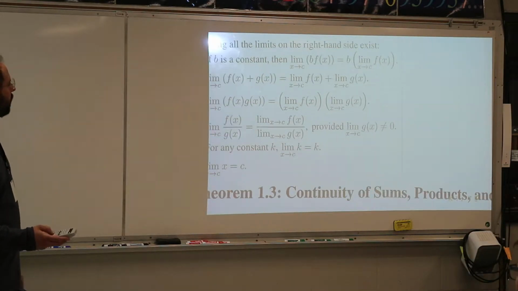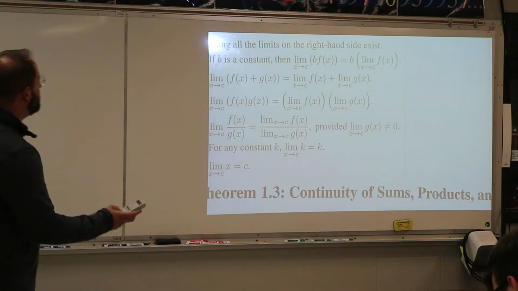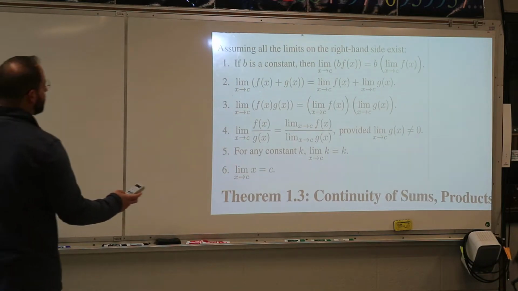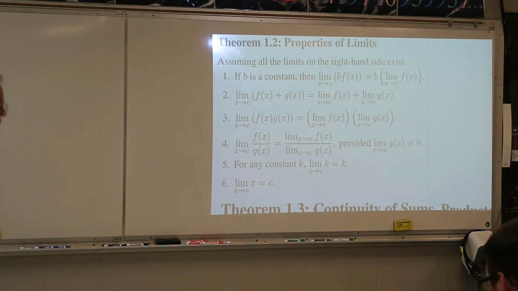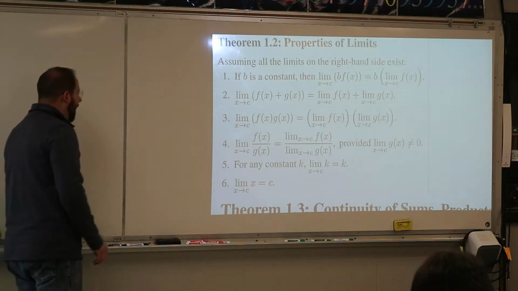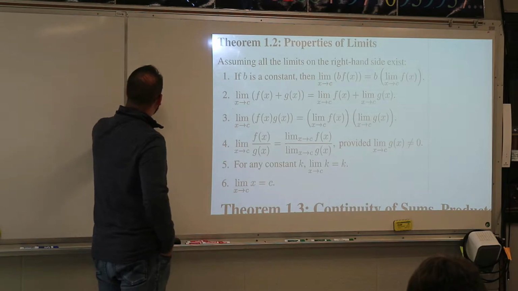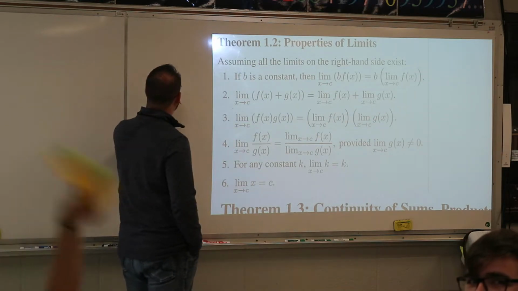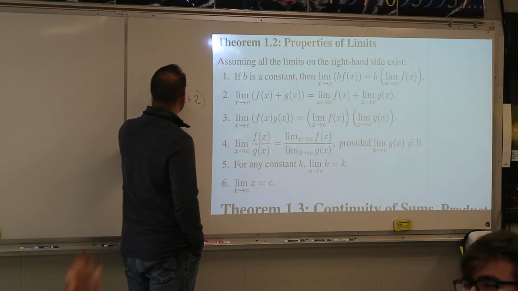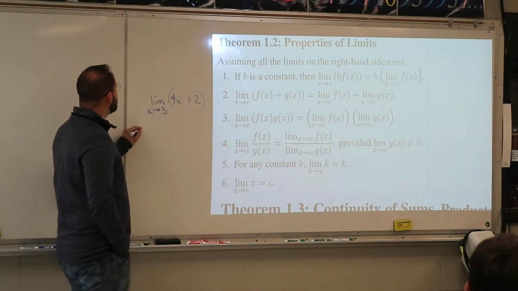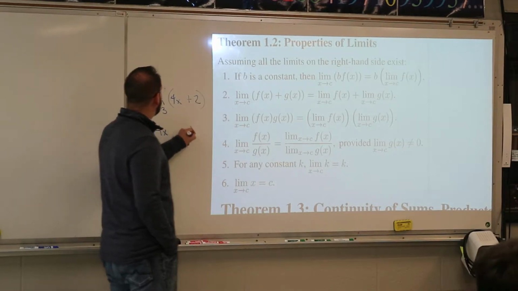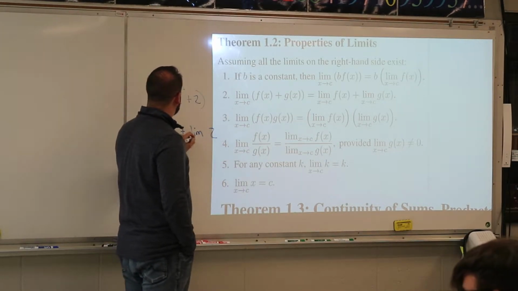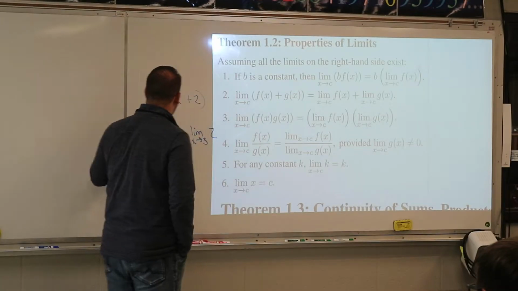There's a sum formula. There is a multiplication formula. There is a division formula for limits. What I mean by that is if you had two things being added together, like the limit as x approaches 3 of 4x plus 2, right? That's my formula. You could literally separate these into two separate limits as x approaches 3 on both of them.